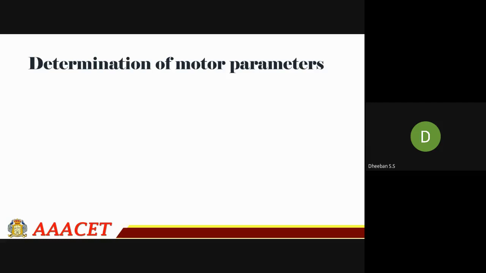So greetings students. Today we will be determining your motor parameters. Especially we will be dealing with the various tests which are performed over your induction motor.